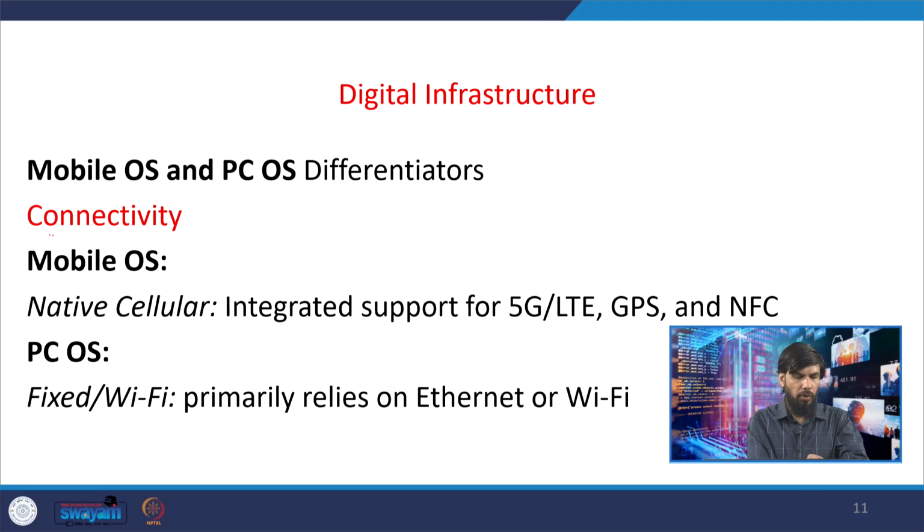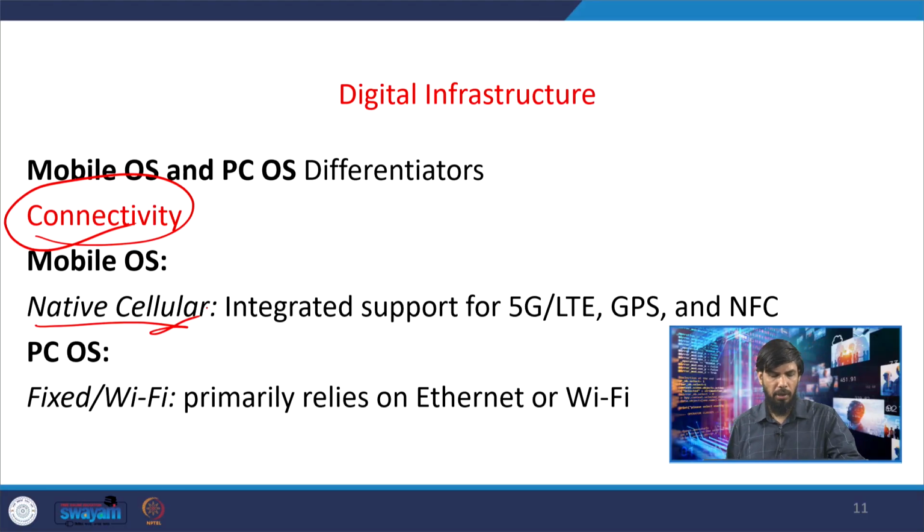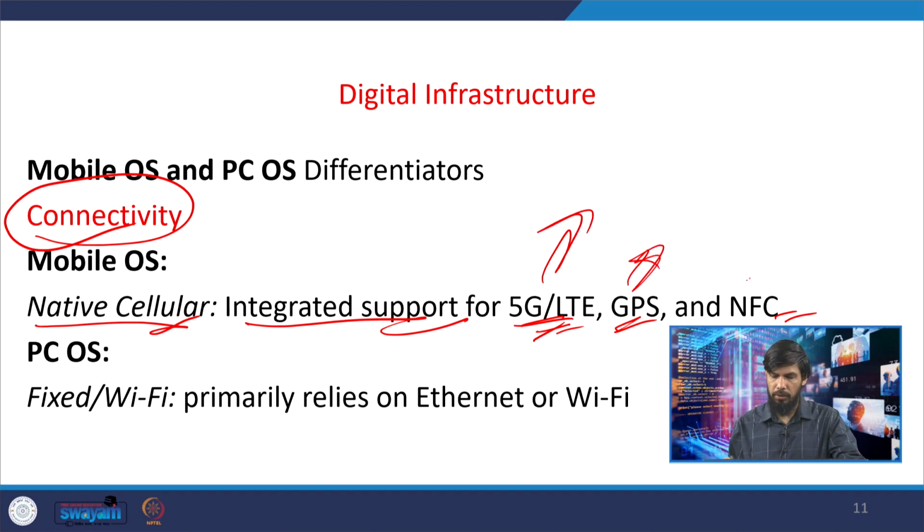If we look at the next parameter, that is connectivity. In case of mobile OS, there is native cellular kind of support that is already there. Integrated support in the sense 5G, LTE support, GPS would be there, NFC would be there. So there are multiple communication technologies and hardware support that is natively given in the device and that is used by the mobile operating system, right. So 5G LTE is for our internet data connection, GPS is also there, and NFC for nearby communications, transfer and exchange of data, right.